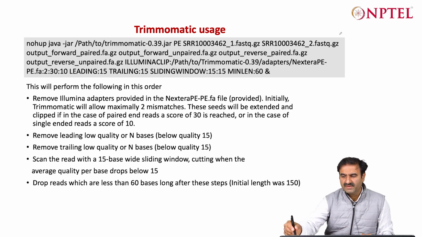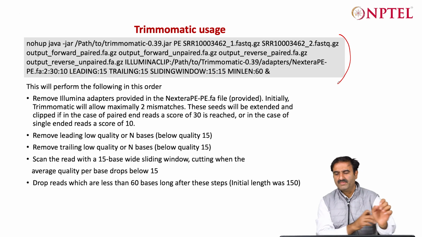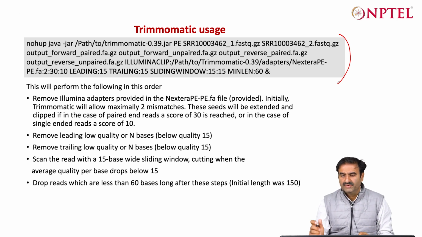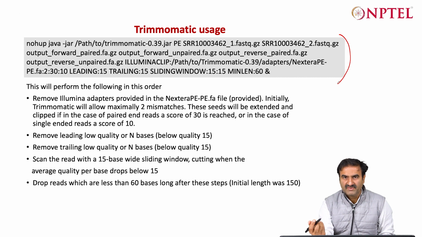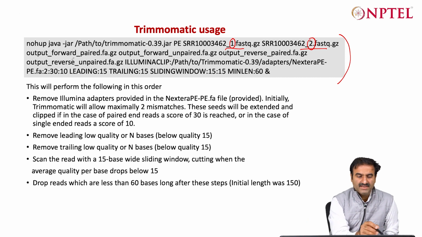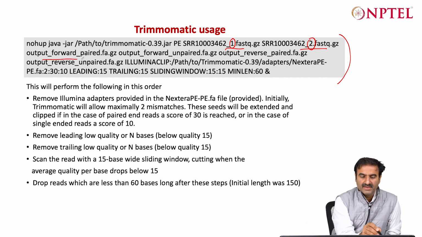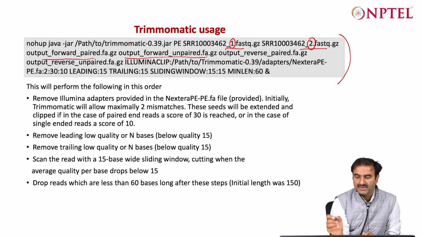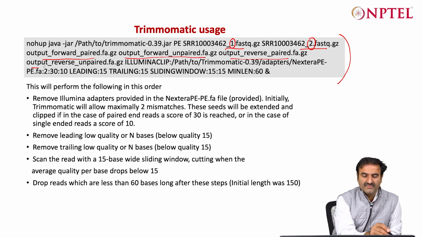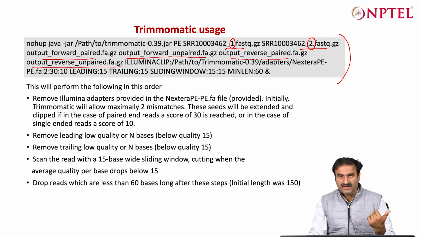So basically this is the command to use it. In this command there are many things, but you are specifying both the forward and reverse reads, and the folders in which you will be storing the data. This is the file fastq 1 and 2: 1 refers to forward and 2 refers to reverse. Then output forward paired, output forward unpaired, output reverse paired, and output reverse unpaired are the 4 files that we talked about earlier.